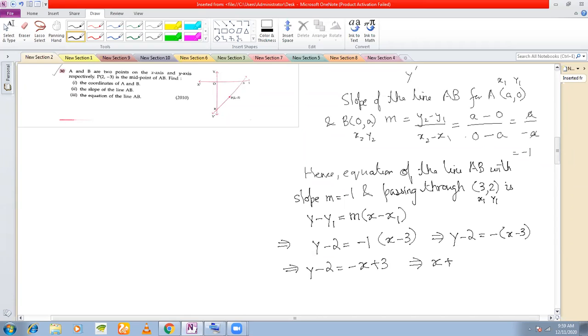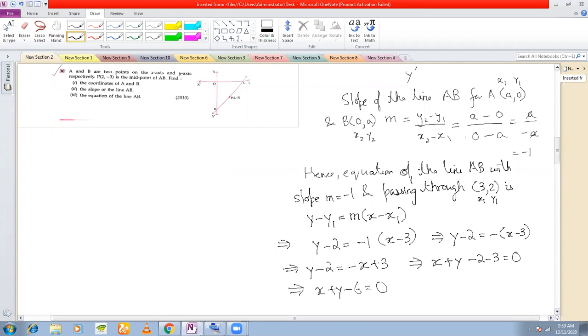You get x plus y. Take all the right hand side constants and variables to the other side, x and 3 to the other side. x plus y minus 2 minus 3 is equal to 0. That means the equation of the line is x plus y minus 6 is equal to 0. That's it. That is the equation of the line we need to determine.